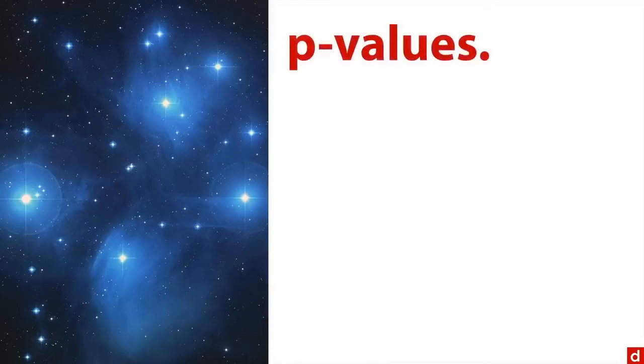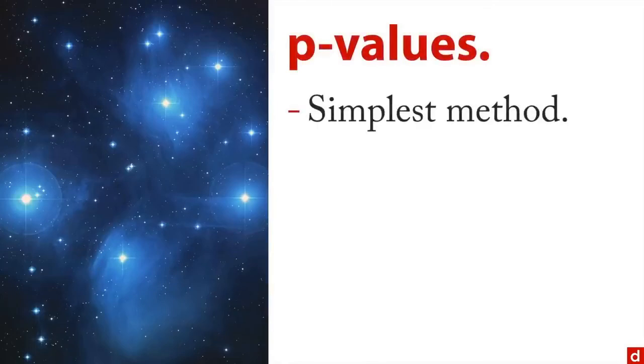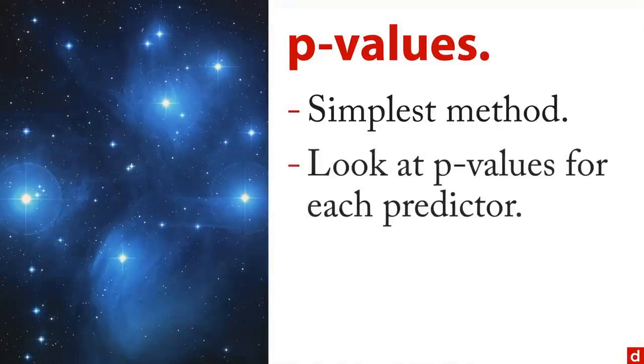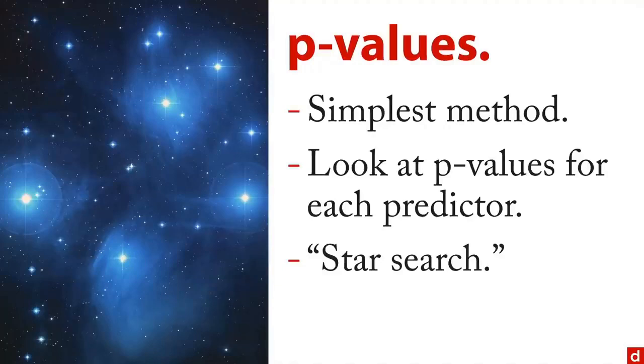First is p-values, or probability values. This is the simplest method because most statistical packages will calculate probability values for each predictor, and they'll put little asterisks next to it. And so what you're doing is you're looking at the p-values, the probabilities for each predictor, or more often the asterisks next to it, which sometimes give it the name of star search. You're just kind of cruising through a large output of data and just looking for the stars or asterisks.